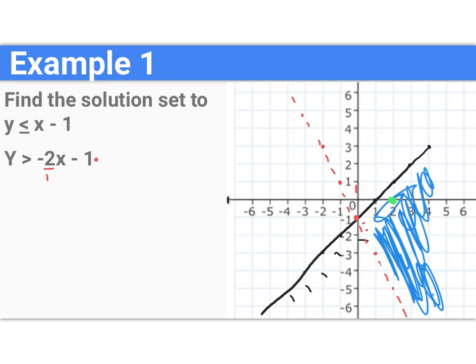So on this one, 0 is less than or equal to 2 minus 1. 0 is less than or equal to 1. That works. 0 is greater than negative 2 times 2 minus 1. 0 is greater than negative 4 minus 1. 0 is bigger than negative 5. So our solution set, any point in the solution set, has to satisfy both inequalities. And that's what we mean. I will not do the algebra on the other one unless it specifically asks. So keep that in mind.